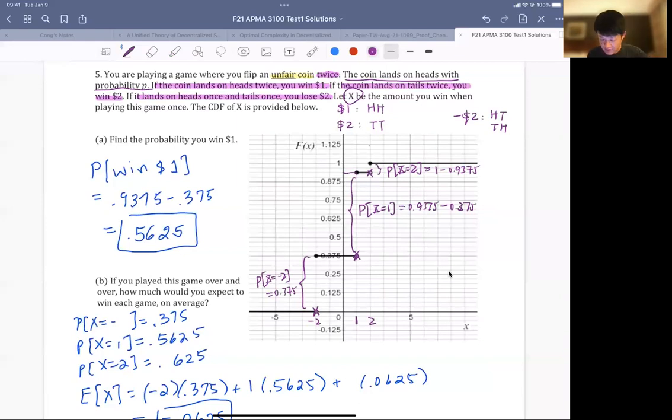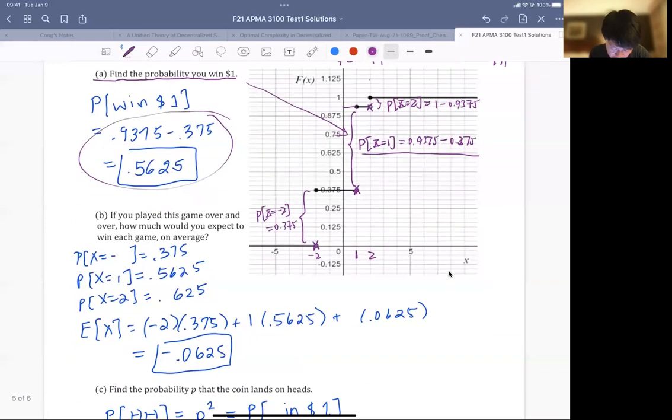Okay, so now let's look at the problems. First question, find the probability you win $1, which is basically the probability of X equals 1. That is what we computed here. So this is what you do here. You get the result, which is good.